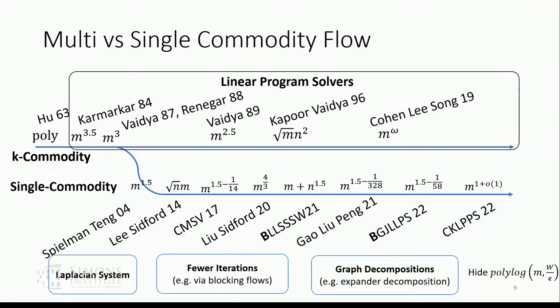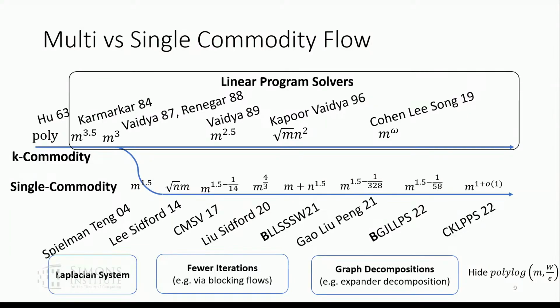So for single commodity flows, a whole bunch of graph techniques were used to get these very efficient algorithms. But somehow, none of this could be transferred to the multi-commodity case. We've developed all of these powerful tools for single commodity flow, and somehow we could not use them for these high accuracy multi-commodity flow algorithms.